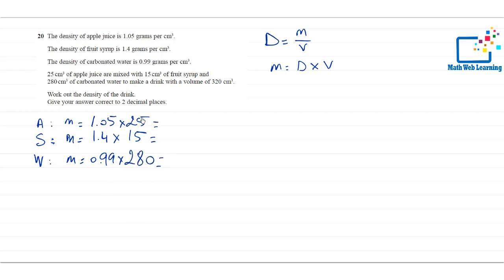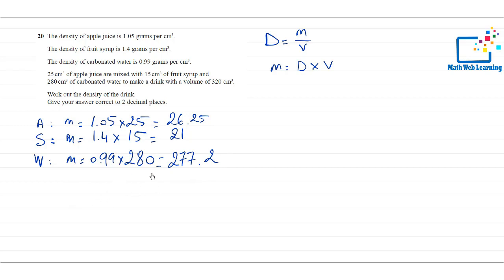All right. So for the apple, we have a mass of 26.25. Of course, in grams, we leave that out for now. For the syrup, we have a mass of 21. And for the water, we have a mass of 277.2. What do we do now?